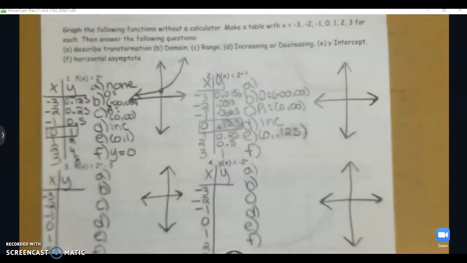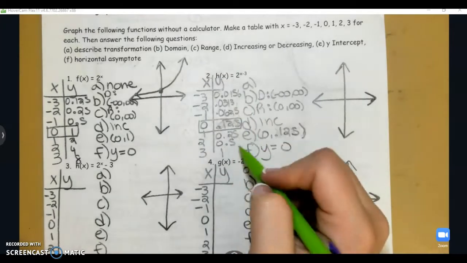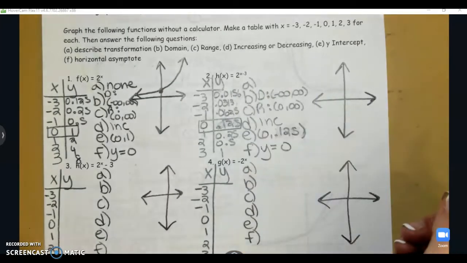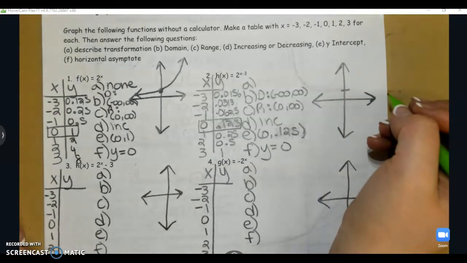All right, and then our horizontal asymptote. It's still going to be at y equals 0 because we're just getting really small numbers that are close to 0 but don't quite touch. So again, let's plot this and see what we're looking at here.